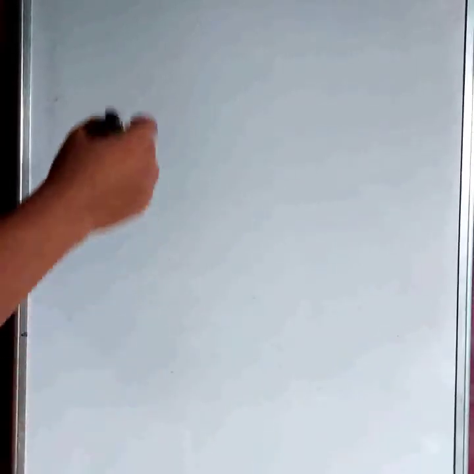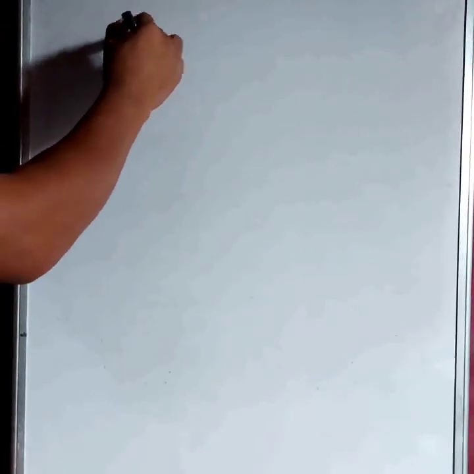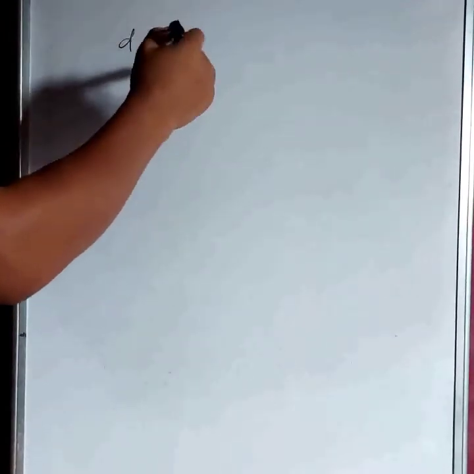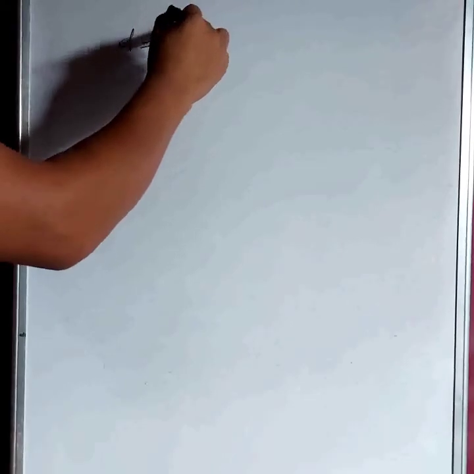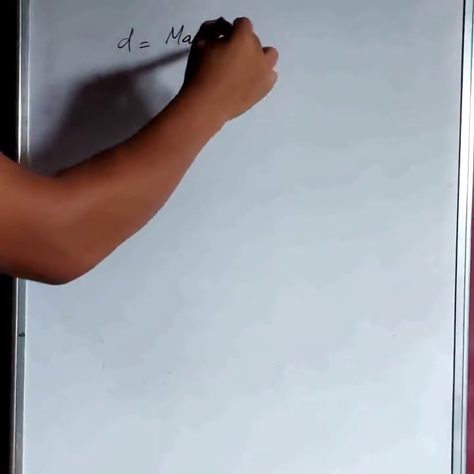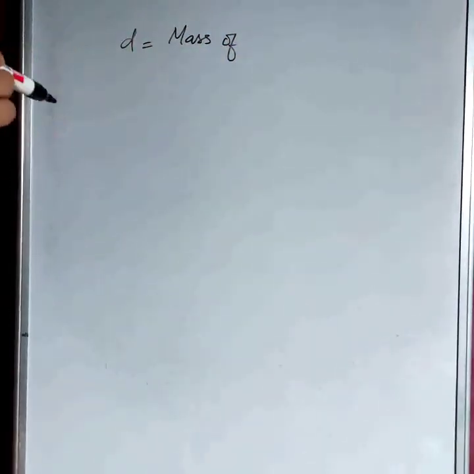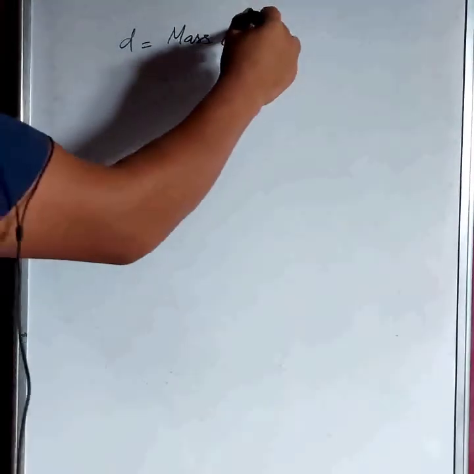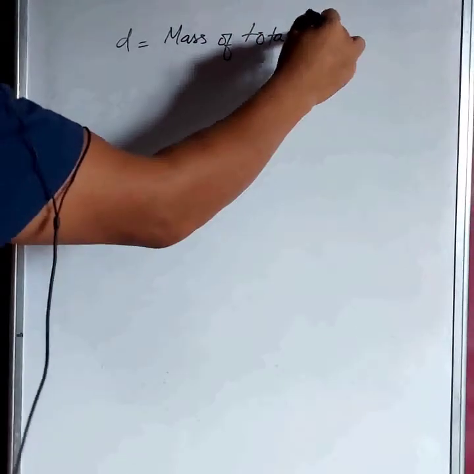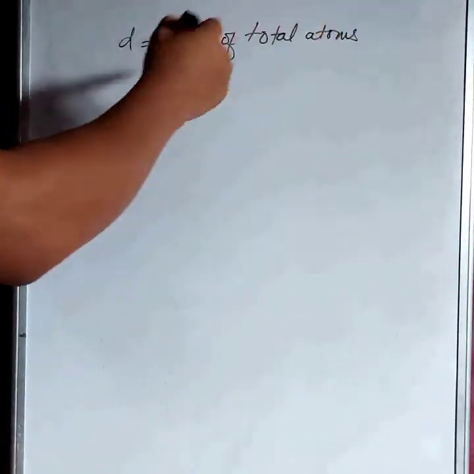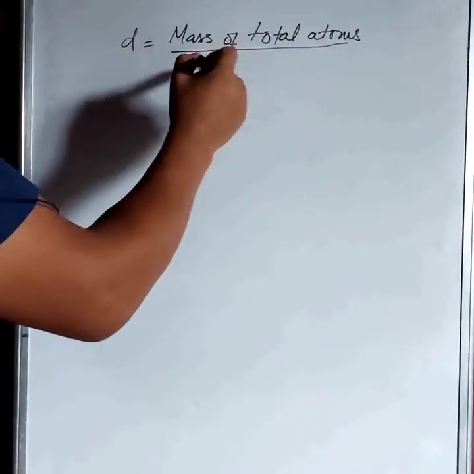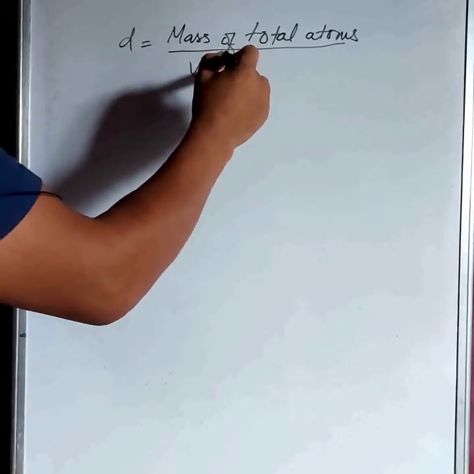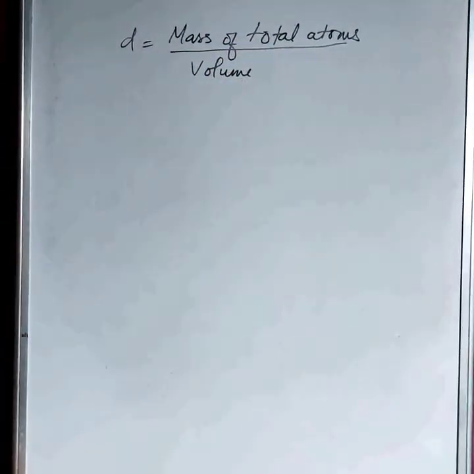Now let's move on to the density of a unit cell. We know by definition that density is mass per unit volume. So for a unit cell, we can say it is the mass of the total atoms present in the cell, per volume of the unit cell.